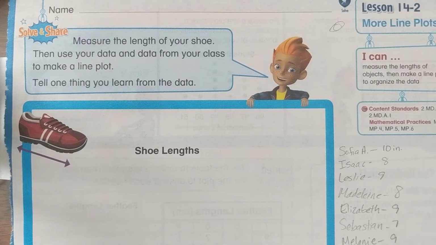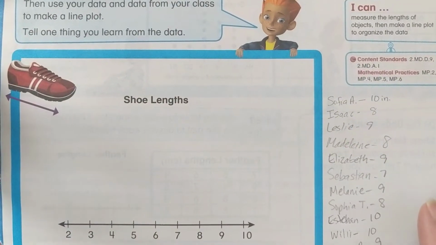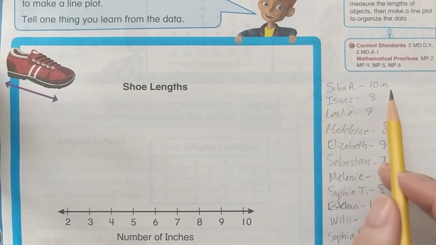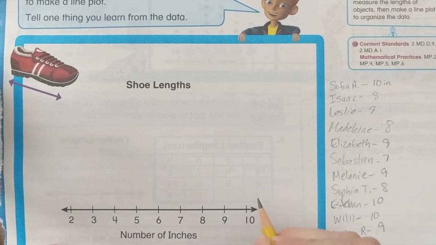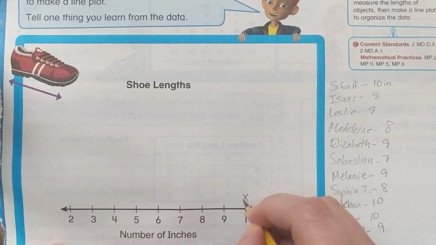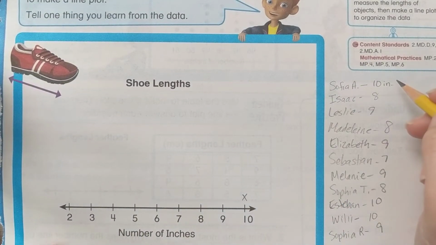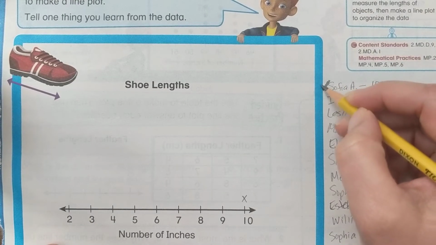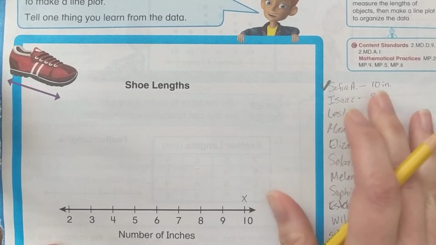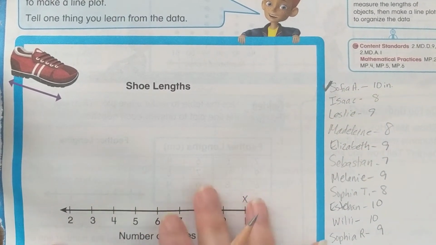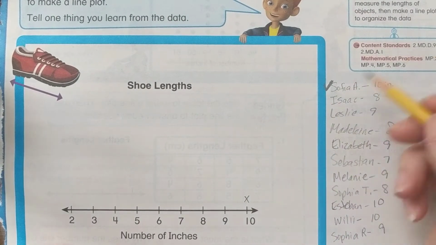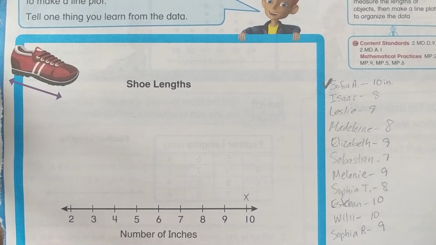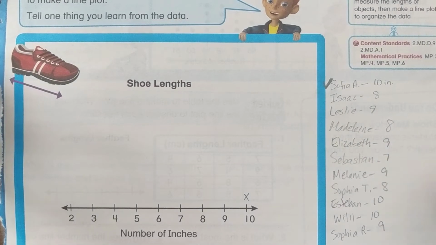So we're going to use this data here, everyone who sent me a message yesterday, and we're going to put their information onto the line plot. So Sophia A was 10 inches. We're going to go above the 10, and we'll put an X or a dot above the number 10. I'm going to go back now and check mark that I did Sophia A, because I don't want to accidentally put her information in there 2 times, or I don't want to skip somebody. So you need to check mark your information as you're going along to keep you organized to make sure you don't make a mistake. So here we go.